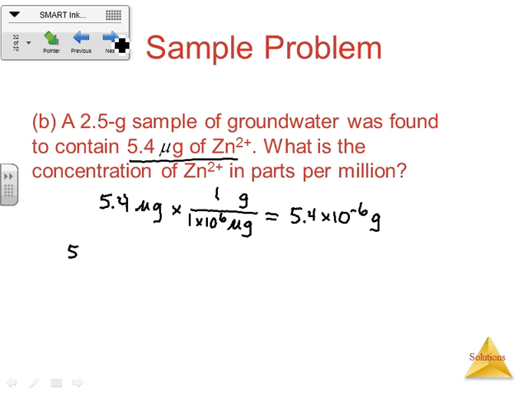So we take 5.4 times 10 to the negative 6th grams divided by the total mass of the solution, okay? What's the total mass of the solution? Well, on your calculator, if you take 2.5 plus 5.4 times 10 to the negative 6th, it's 2.50000054. So to our number of sig figs, yes, it is just 2.5, okay? But again, you have to add these two numbers normally to get your mass percentage, okay?